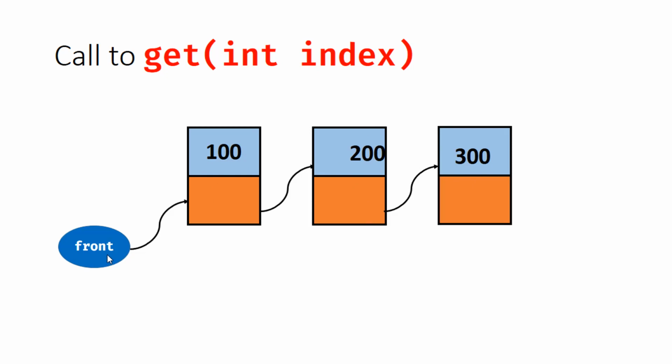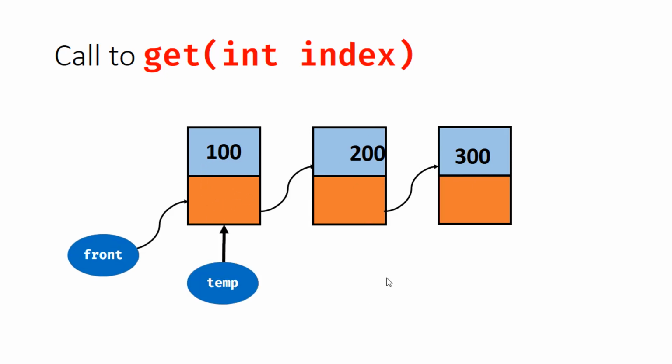The front is currently pointing to the first node in the list. And now what we want to do, we will have to create a temporary pointer, and we will make it point to the front node of the list. And this function get will get an index and return the value at that index. But the interesting part is that we don't have an array in our implementation of the linked list, but we can create our own logic to do so. So let's see how it works.